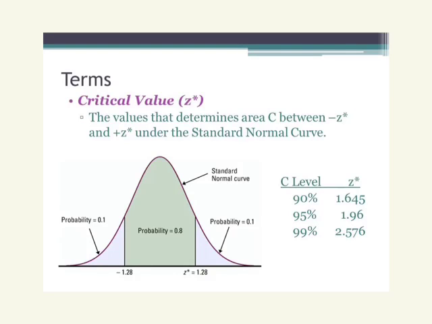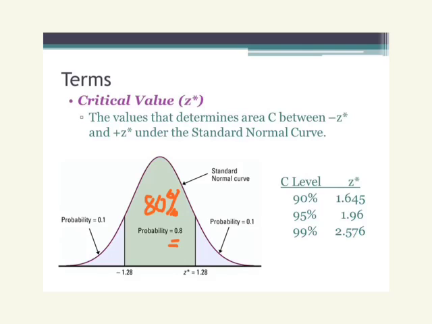All right, and the critical value is essentially just a z-score, but it's a specific z-score. It's a z-score that cuts off a specific percent of our normal distribution. So when you look at this diagram here, our probability that we see down here being 0.8, well, this would be the same as saying I have 80% confidence.